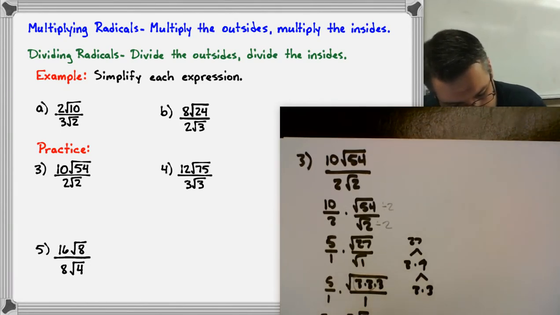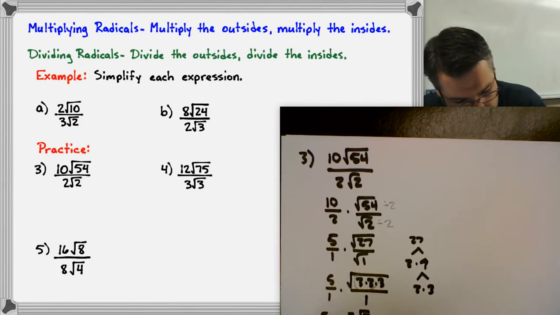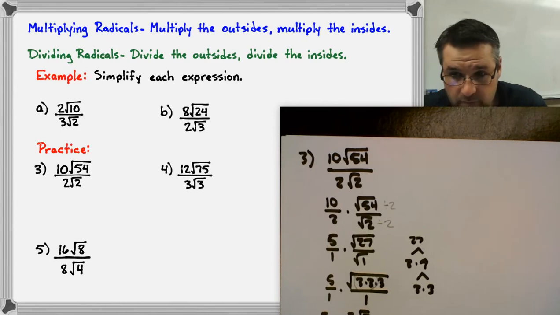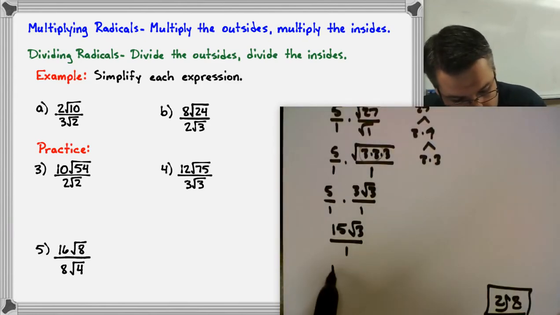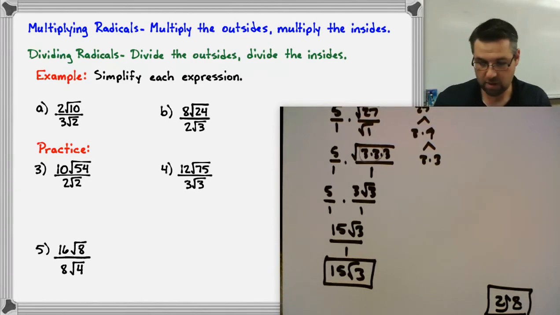And now we can multiply those straight over. 5 times 3, those are outside, so that's 15 radical 3 over 1. And then we can just say it's 15 radical 3. And that is our final answer for number 3.